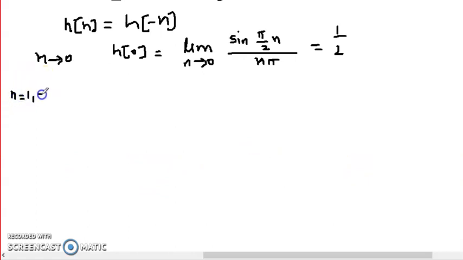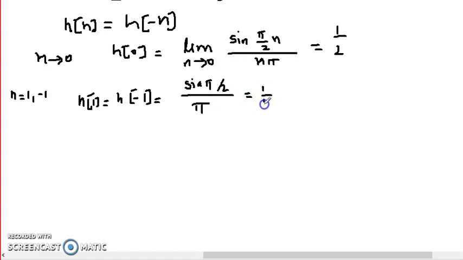n equal to 1 और -1 के लिए दोनों के लिए सेम होगा, ठीक है. So h1 and h-1 will be equal to sine pi by 2 divided by pi. It means 1/pi equal to 0.3183.